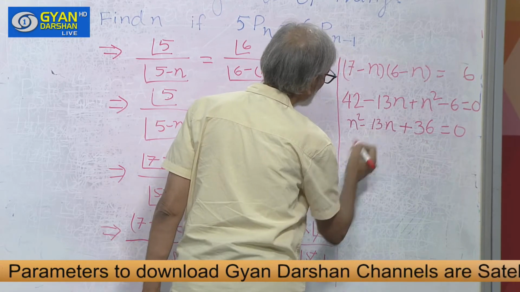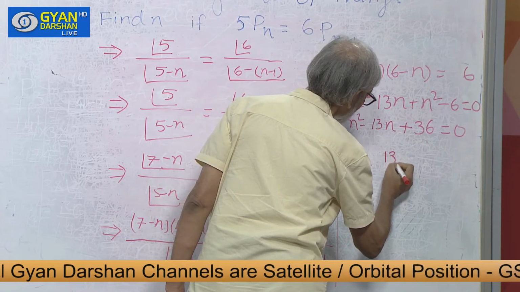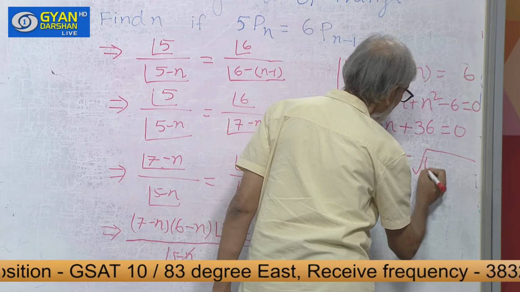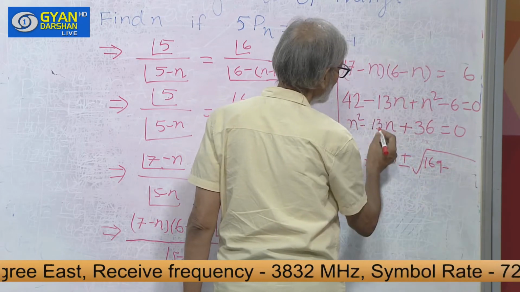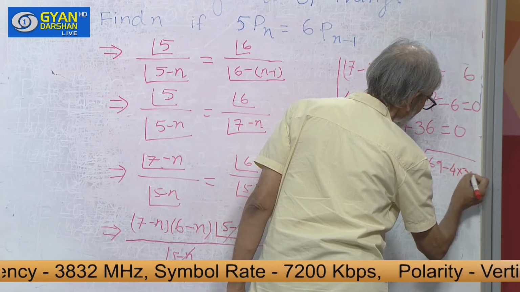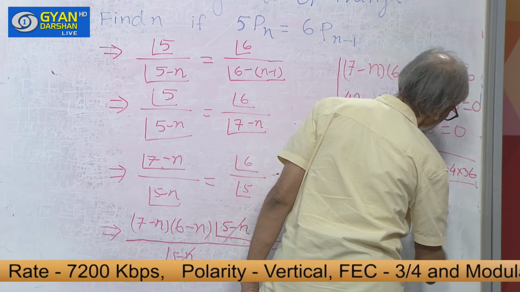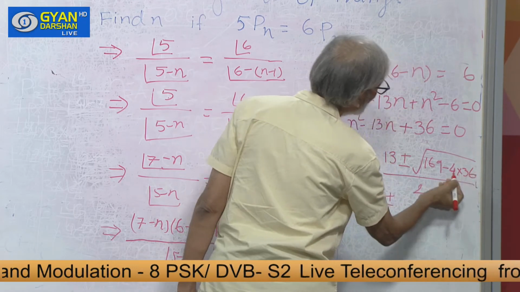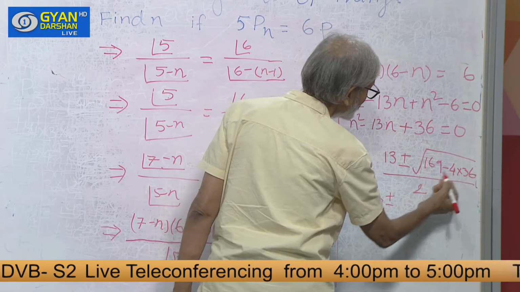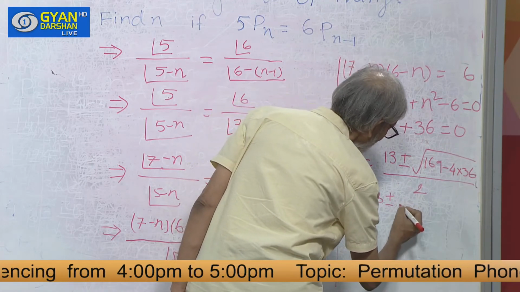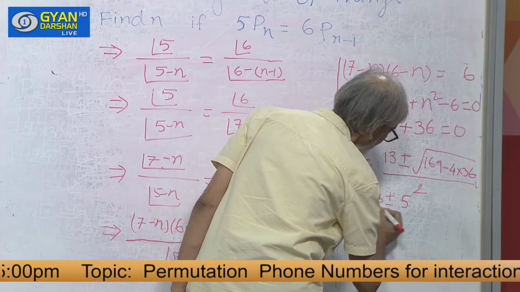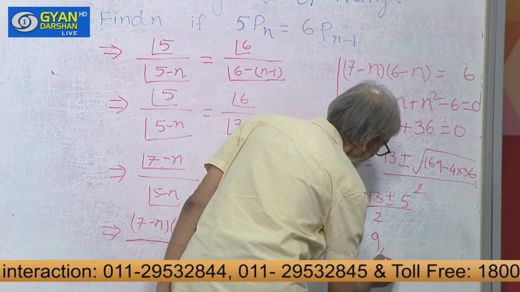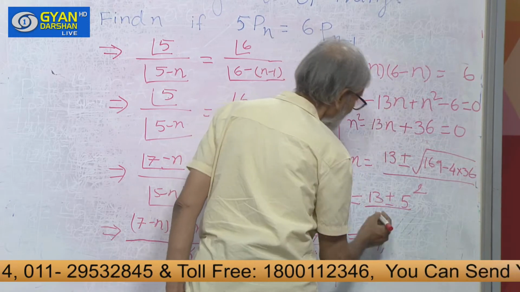n will be equal to, you know the formula, minus b, so it will be 13 plus minus under root b square, 13 square is 169, minus 4ac, 4 into 36, divided by 2. So it is equal to 13 plus minus, this will become 144. So, 169 minus 144 is equal to 25. So plus minus under root 25, it is 5, divided by 2. So it is equal to 13 plus 5 is 18 divided by 2 is 9, and 13 minus 5 is 8 divided by 2 is equal to 4.